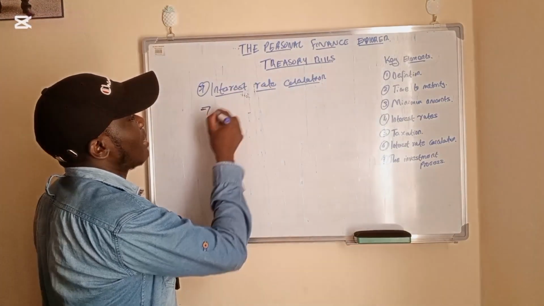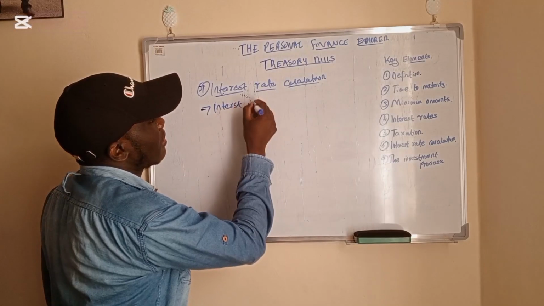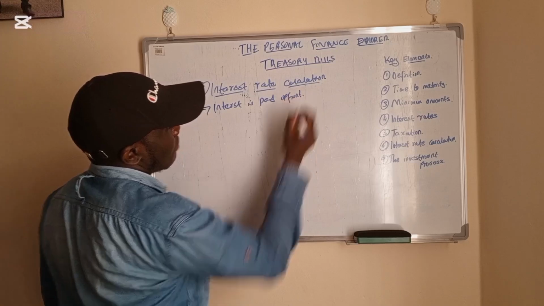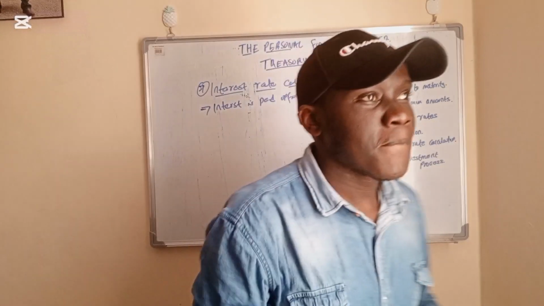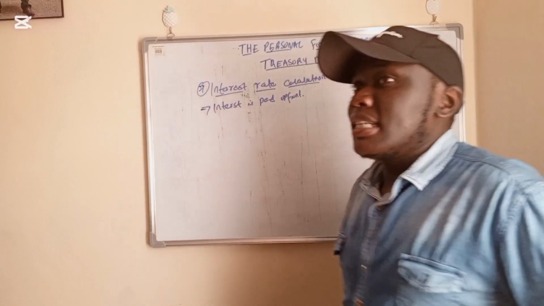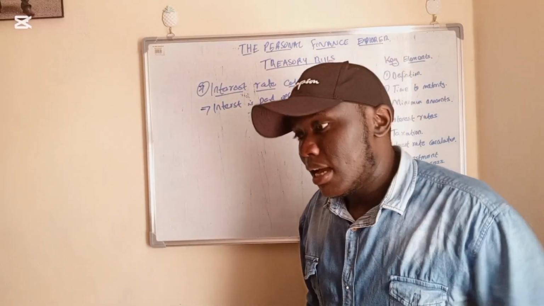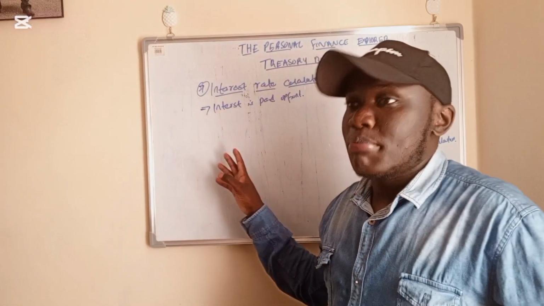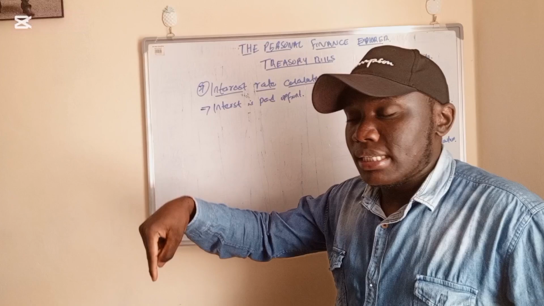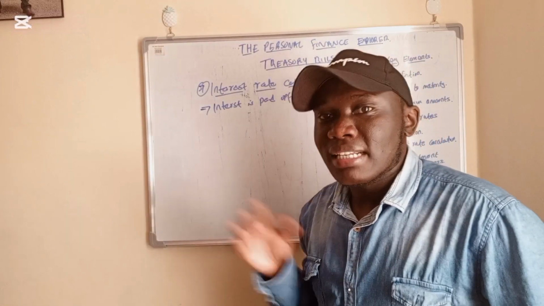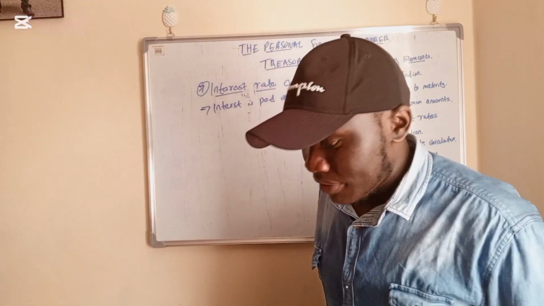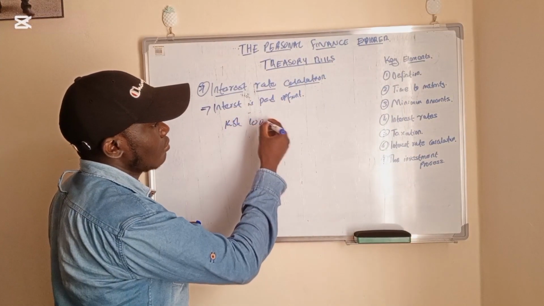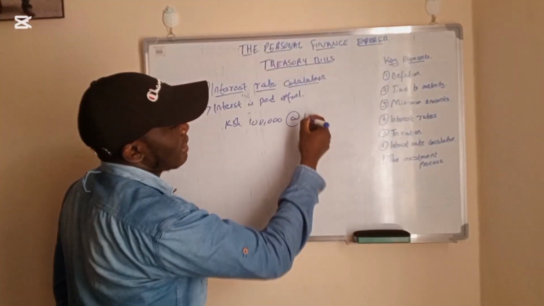So for bills, we say that interest is paid upfront. What do I mean? Let's say I invest 100,000. I'm investing 100,000. Let's just take a rate. This is just an example. We'll do some practical example using last week's rates. But this is just a simple illustration. Let's say I invest Kenya shillings 100,000 at a rate of 10%.